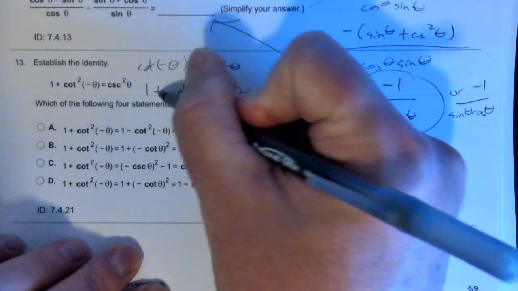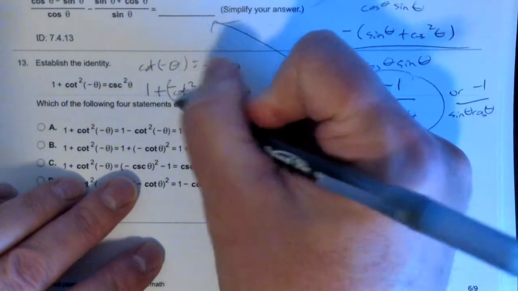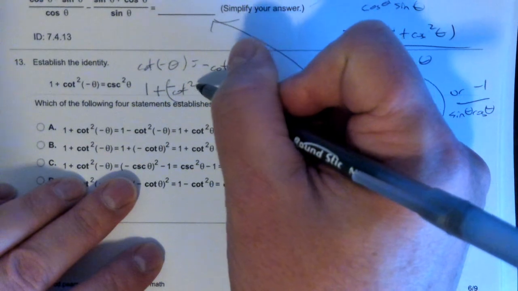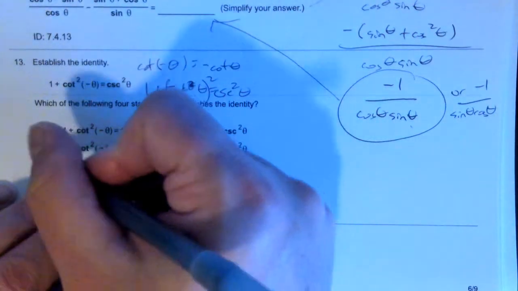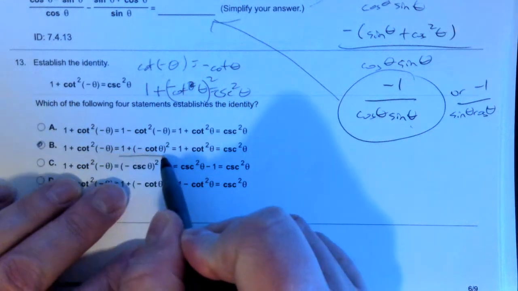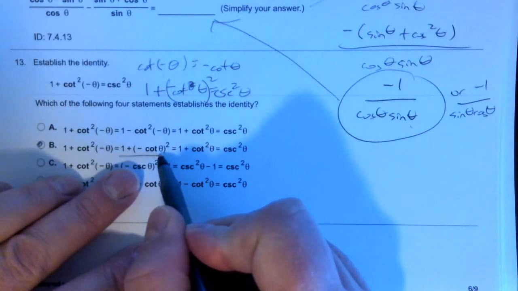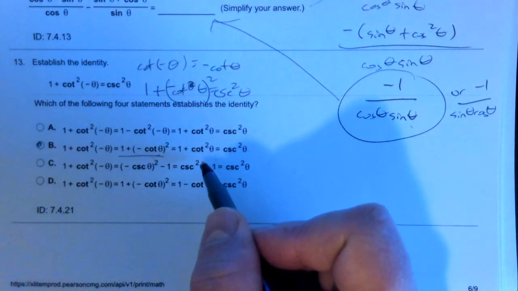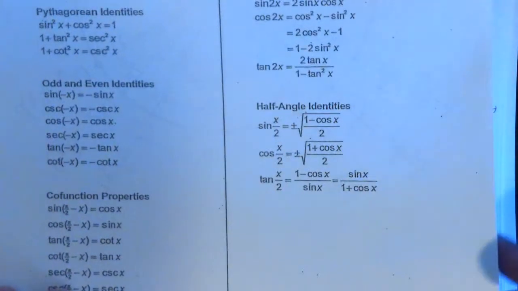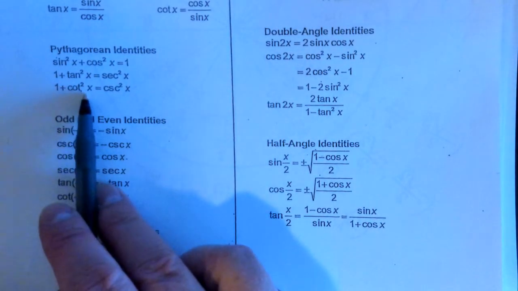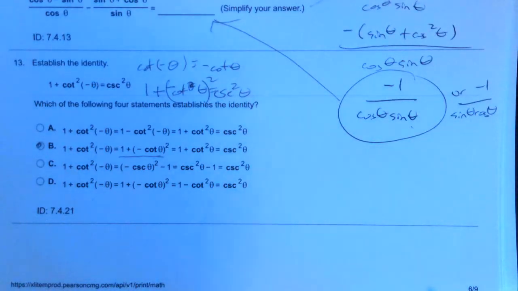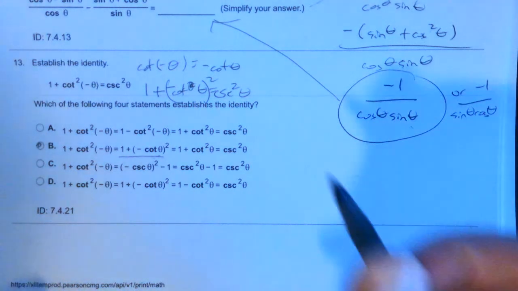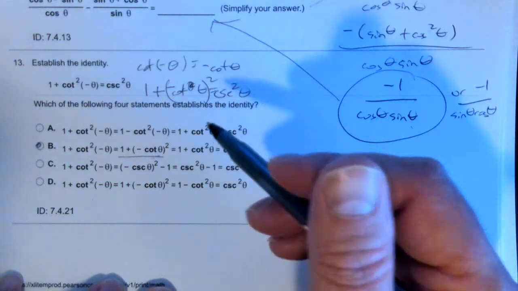Oh, I should have said plus a negative right there. That wouldn't be for the answer. 1 plus a negative cotangent squared, and then that changes to 1 plus cotangent squared, which is cosecant squared. 1 plus cotangent squared is cosecant squared. So you just do your substitution and work that.